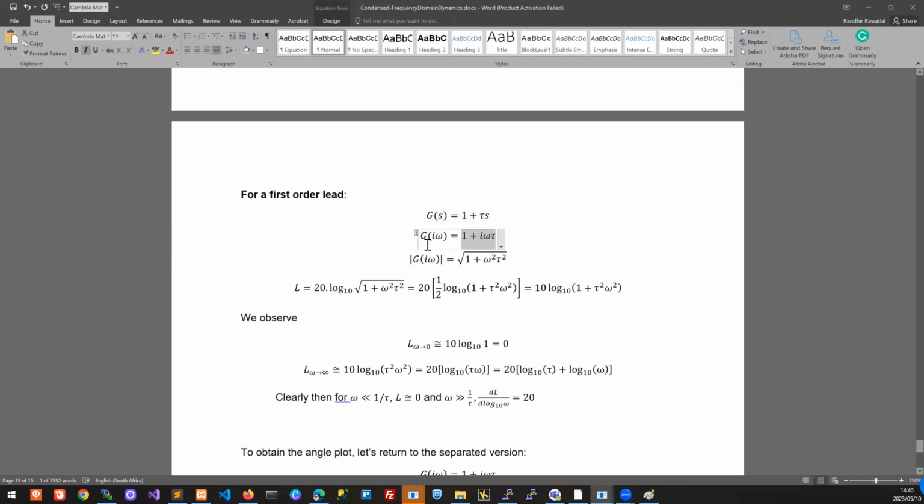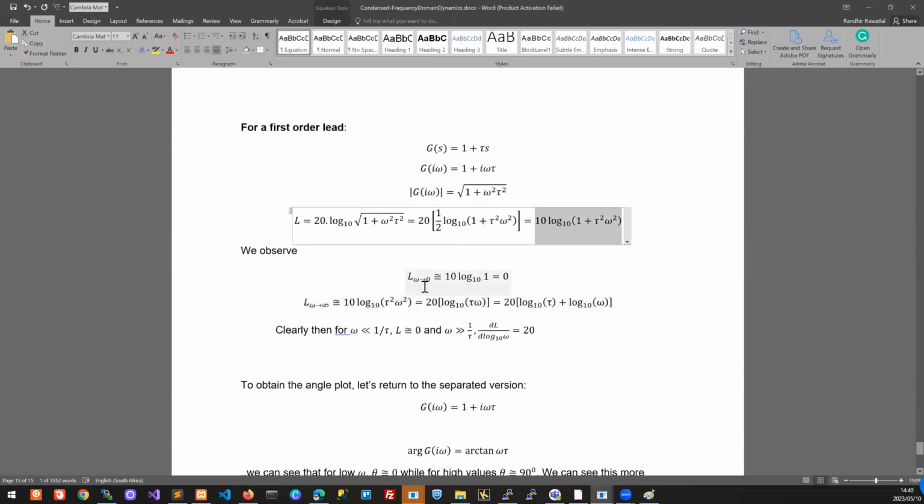So when we take g of I omega, it's 1 plus I omega tau. And the magnitude of that then is simply the square root of 1 squared plus omega squared tau squared. So that's the magnitude. And then L is 20 log 10 of that magnitude. Again, we can rewrite this stuff in the square root as 1 plus omega squared tau squared all raised to the power 1/2, which we've done here. And then we can take that 1/2 as a product because it's the property of the log. And so we can write that as 10 log 10, 1 plus tau squared omega squared.